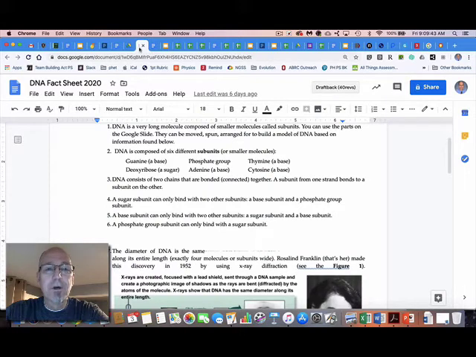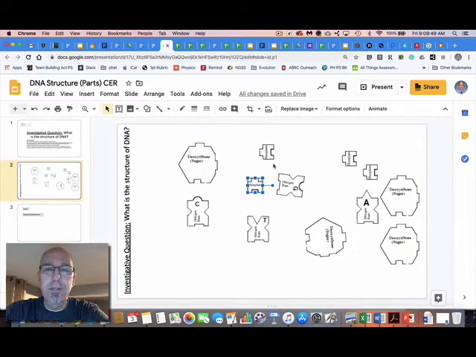Number 7, a phosphate group can only bind with a sugar subunit. So phosphates, this, can only attach to this. It never attaches to the nitrogenous base. So those are some hints on how to get things put together as far as the arrangement of the molecules. So it's a puzzle for sure.